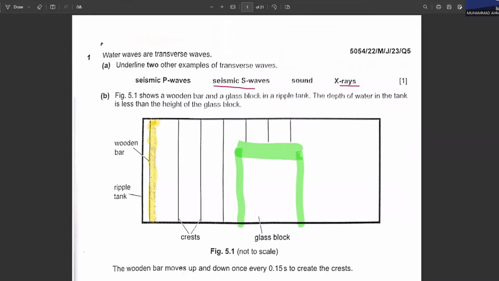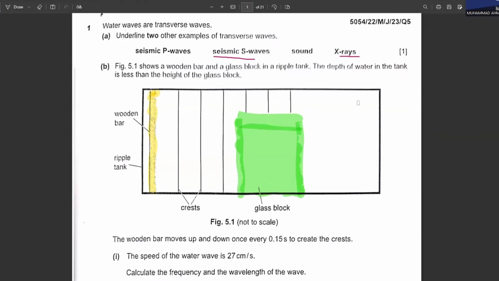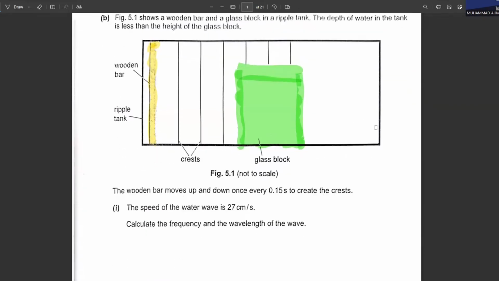Yeah, this is your glass block. Simple as that. Both the glass block and the wooden bar were given in the question itself. Okay, so let's further move ahead.